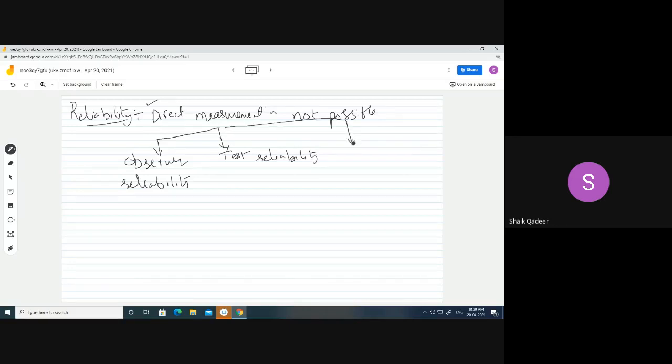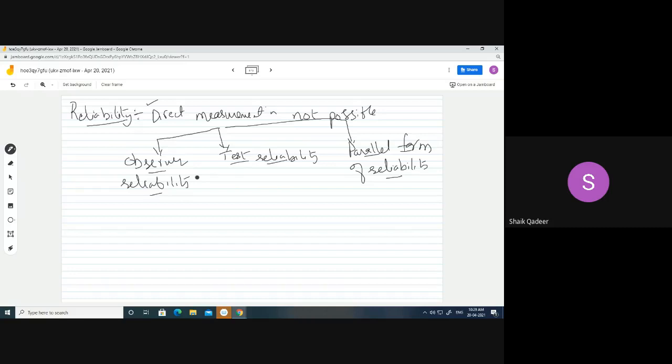There are many methods. I am listing a few. And third can be parallel form of reliability. We will see each in detail in brief.